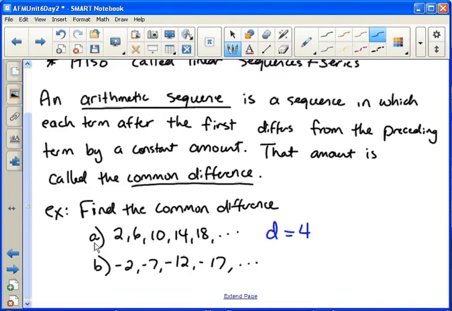Okay, looking at the second one, we have negative 2, negative 7, negative 12, negative 17. So here we're clearly going down, and we're going down 5, so we would say our common difference is negative 5. So if you're going down or you're subtracting, you need to put a negative with it.